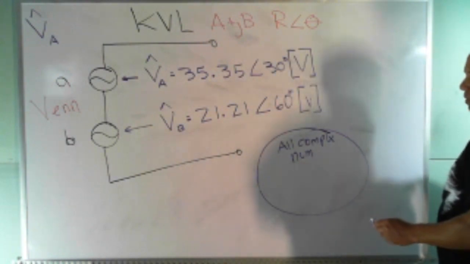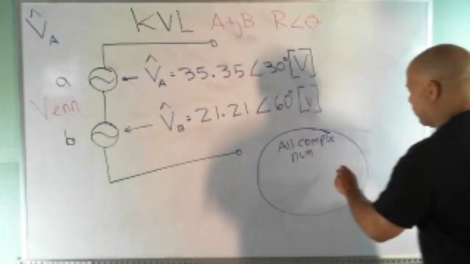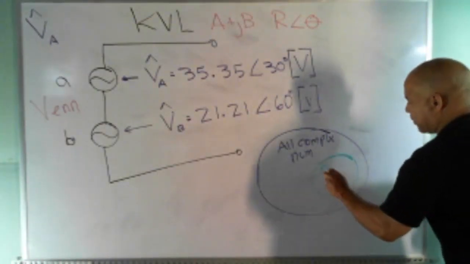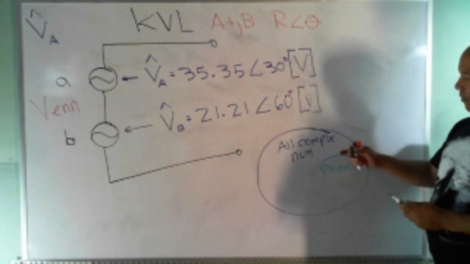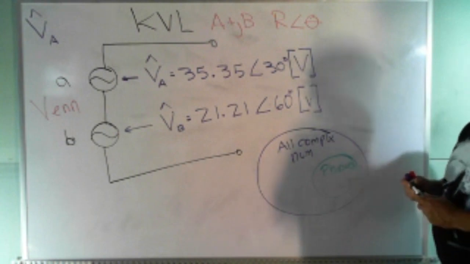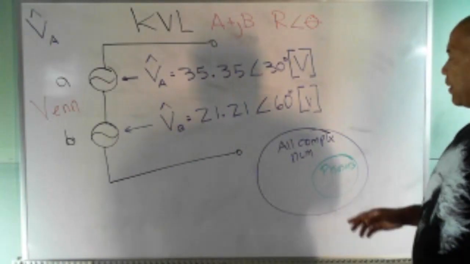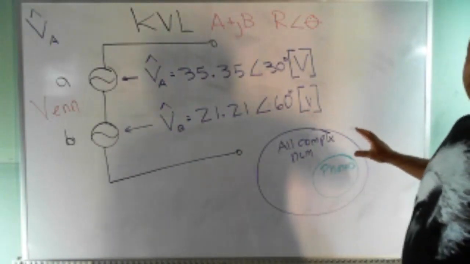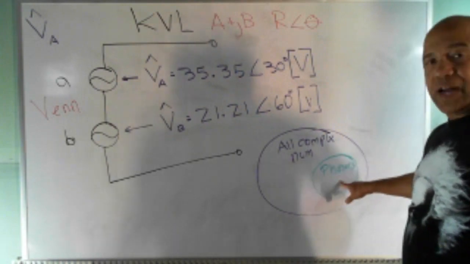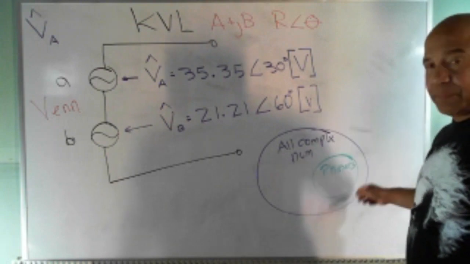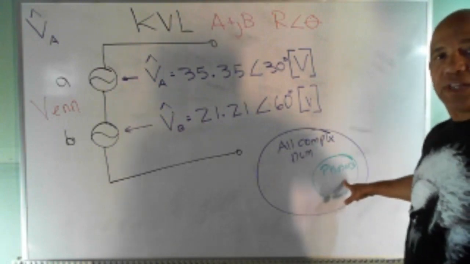Okay, so I got the Venn diagram. And then here I'm going to put another circle, and this represents phasors. So this is the Venn diagram for complex numbers and then phasors. The way to understand the Venn diagram is that a phasor is a complex number. That's why I have it in the circle of complex numbers. A phasor is a complex number, but not all complex numbers are phasors.